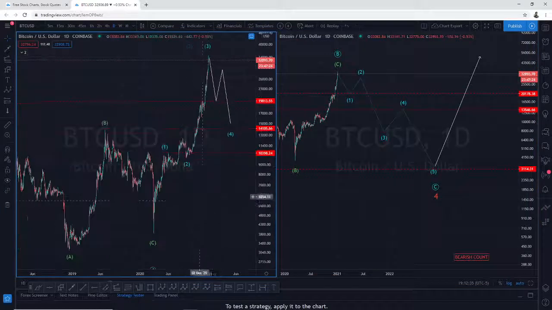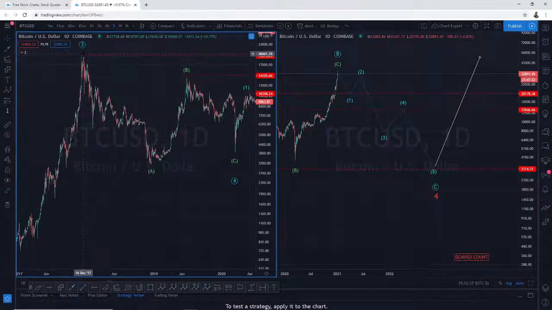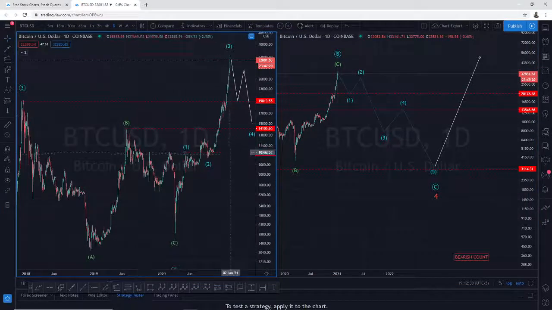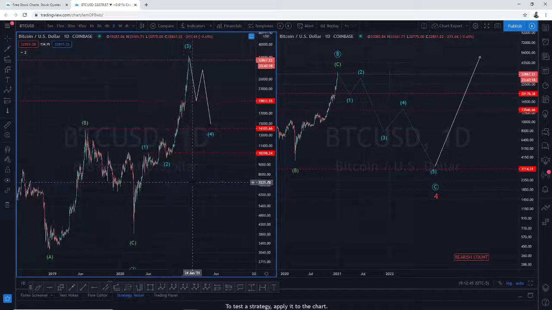These are the 3 main levels to be looking for: this level here, this level here, and this level here. If they hold support and we bounce, then this interpretation holds true, and we can rally up to complete wave 5.